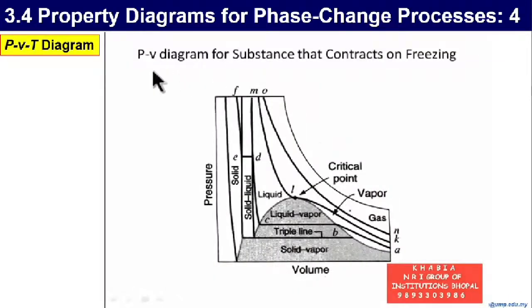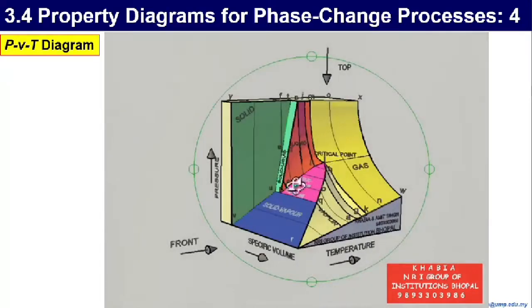This is the PV diagram for pure substance that contracts on freezing. This is axis of pressure, this is axis of volume, this is the critical point, and these are isothermals plotted on the pressure volume diagram. If you look at our 3D model of PVT surface from front direction, it will appear same. Let me now demonstrate it.